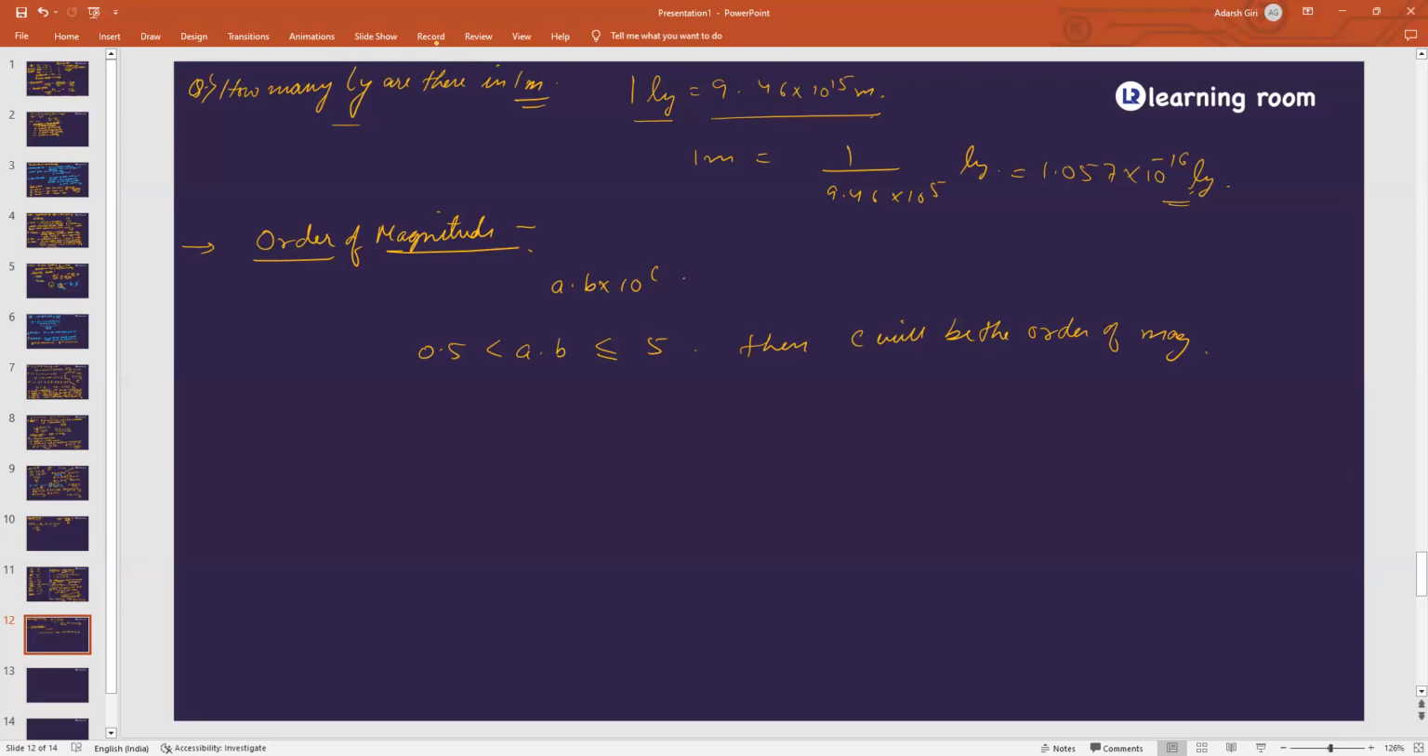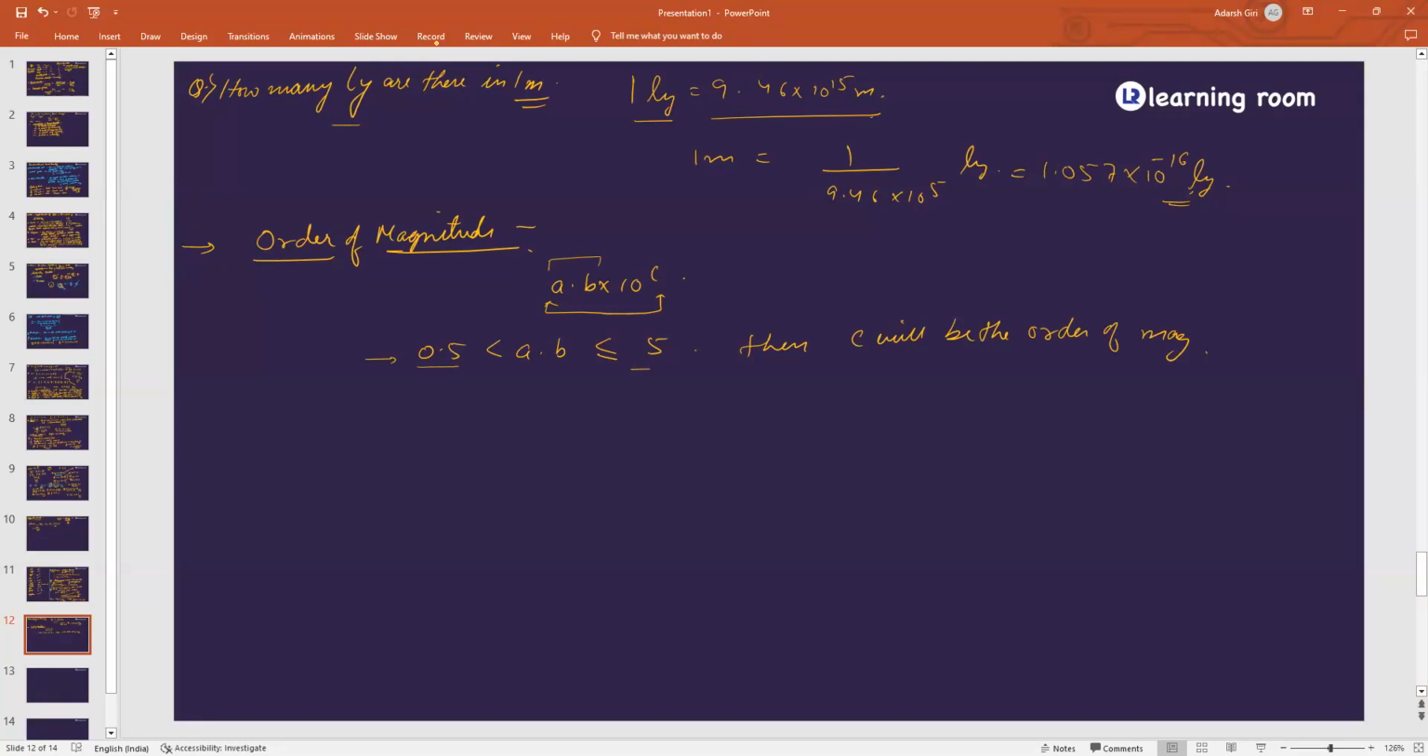What do I mean to say? For example, you have to write any answer, 49 meters, 5 into 10 to the power 7 centimeters, whatever you say. See, this is order of magnitude. Any answer will be represented like this: A dot B into 10 raised to the power C, where the restriction is that A dot B should be greater than 0.5 and less than 5. If this happens, the C will be called the order of magnitude.